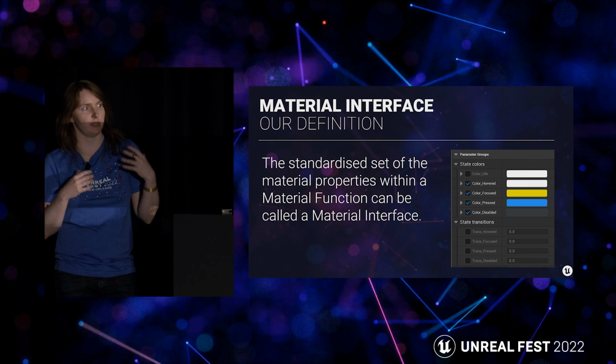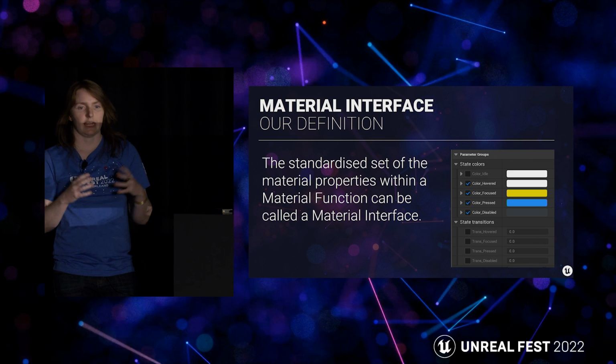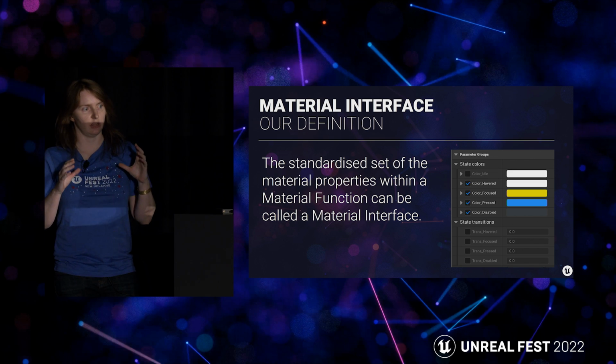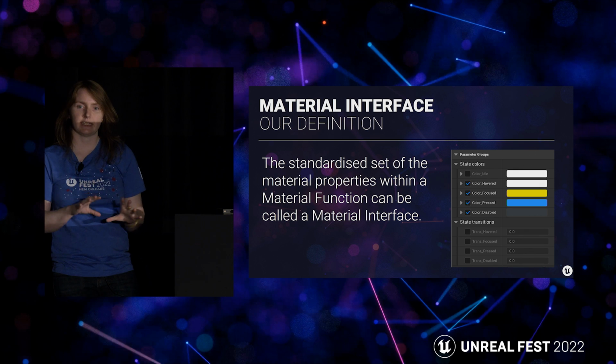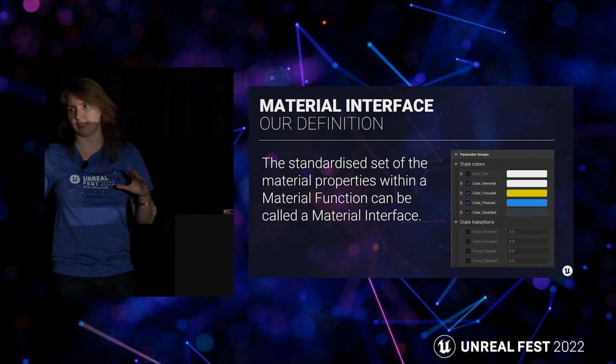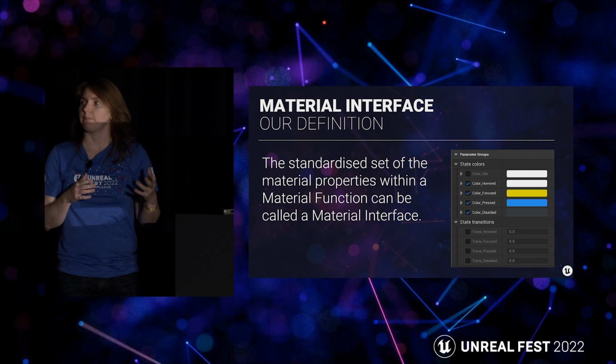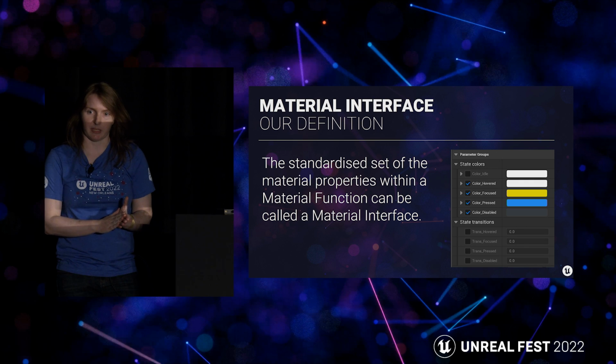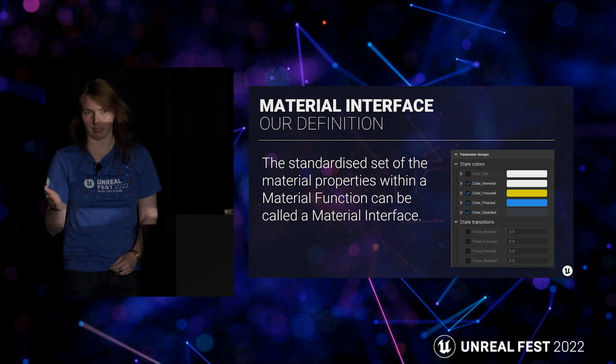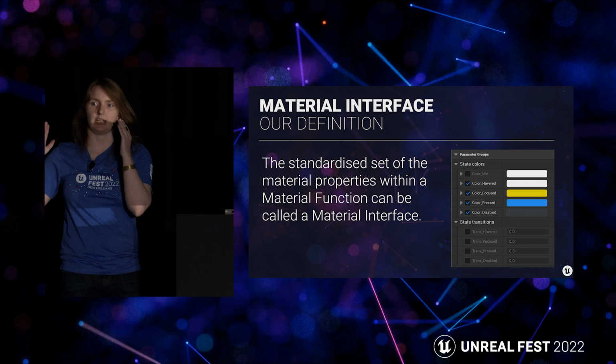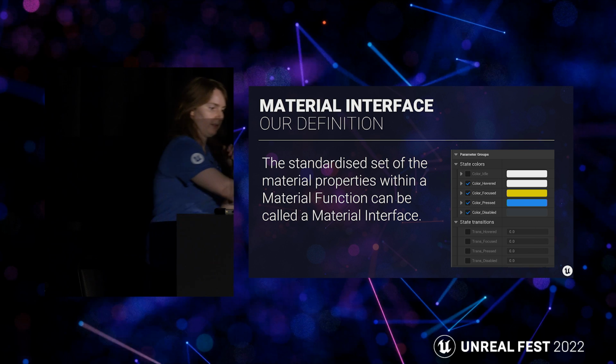And what we mean by material interface is that in our material function, we set a number of default parameter names. And these names are going to be the same across every single material instance. And that means that if we want to animate something, we don't have to remember to put in the material, the property name. It's actually in the function itself.